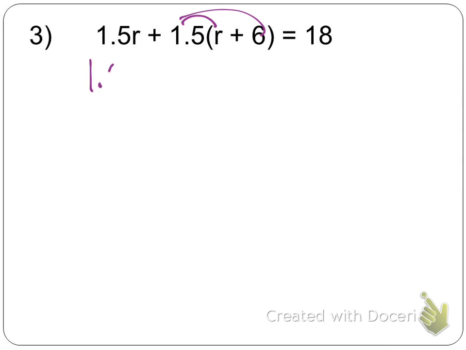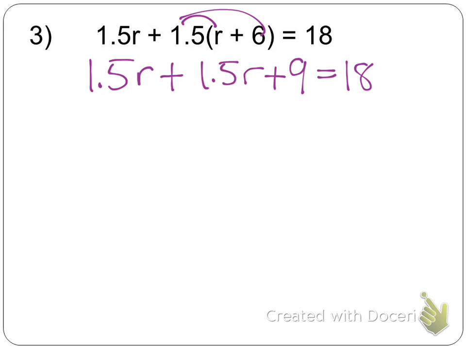Good. So I have 1.5 R plus 1.5 R. What's 1.5 times 6? 9. It's like 1.5. So you have 6 plus half of 6, which is 3. All right. We're just going to finish this guy off. So what's 1.5 R plus 1.5 R? 3R plus 9 equals 18.